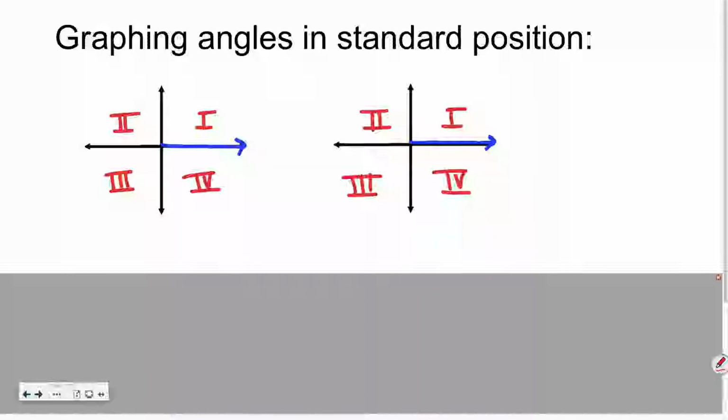Now, let's talk about degrees first. That's easy for us to picture. If we start here and we rotate up here in between quadrants 1 and 2, how many degrees would this be right here? And then we rotate some more. And then we rotate some more.